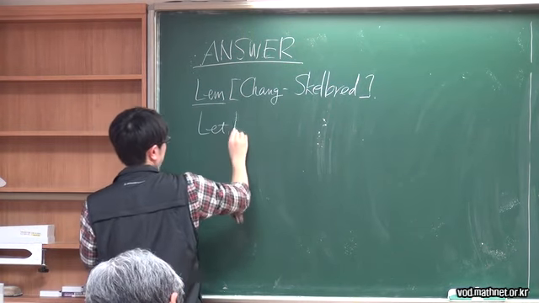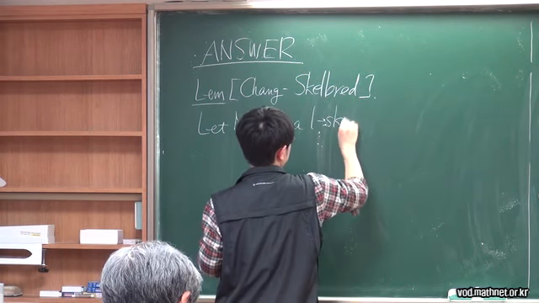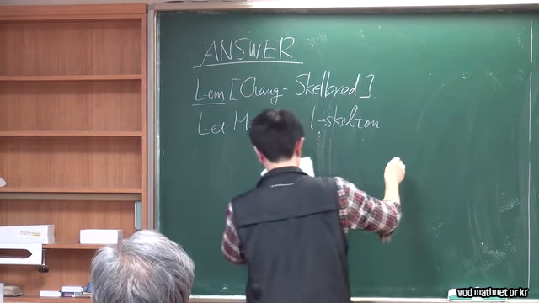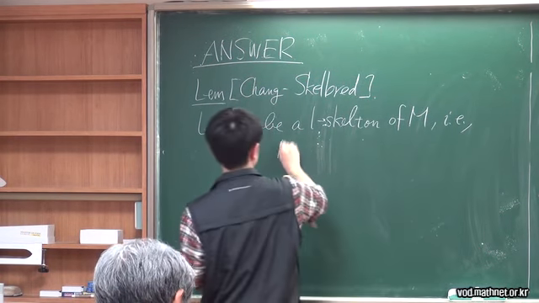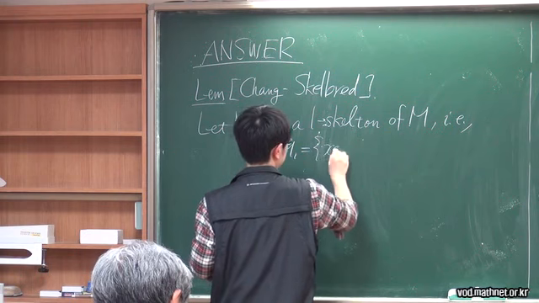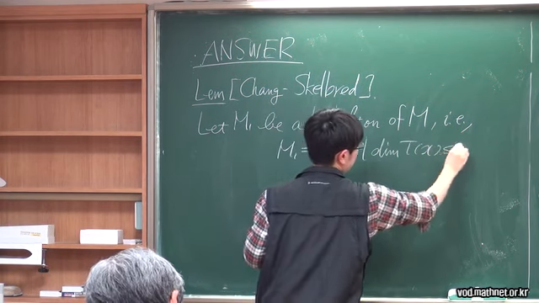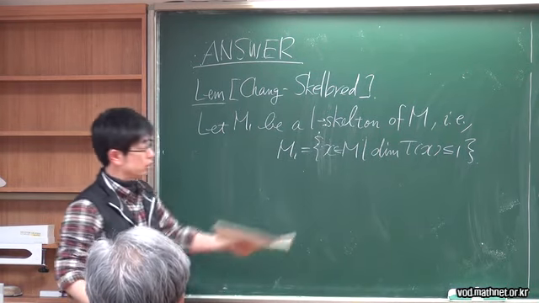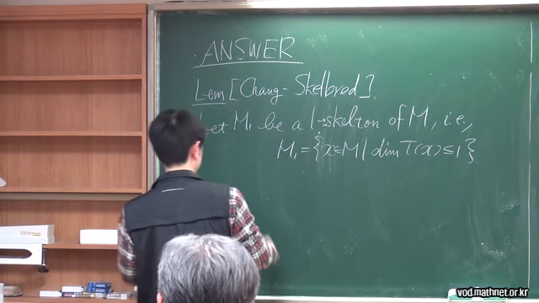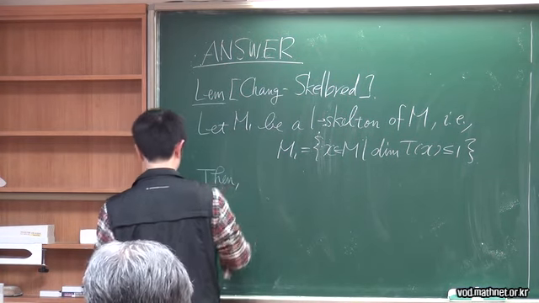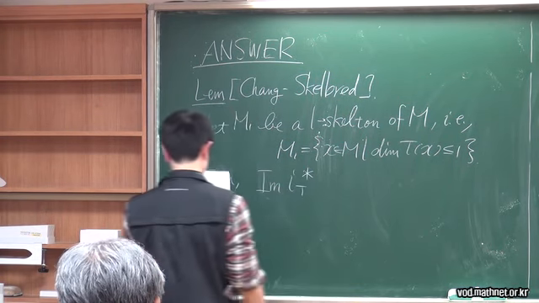Let M1 be the one skeleton of M. That is, M1 is defined by the set of points whose orbit dimension is less than or equal to 1. If this dimension is 0, then it's a fixed point. If this dimension is 1, then it's a circle. Actually, the Chang-Skjelbred lemma says more strong things, but in this talk, I just use this kind of thing.